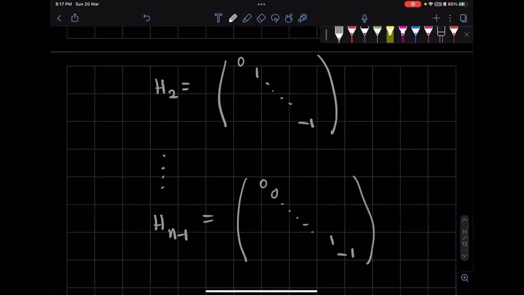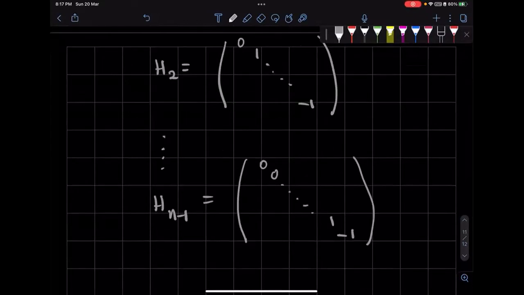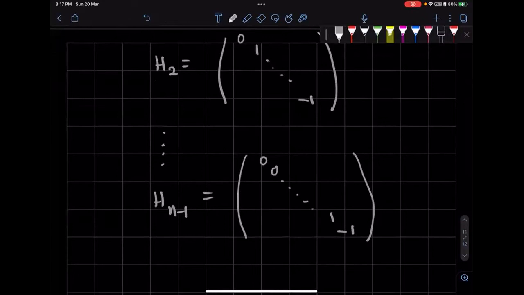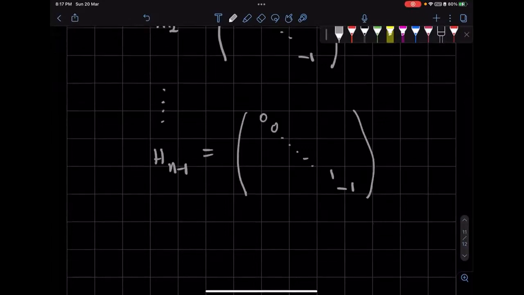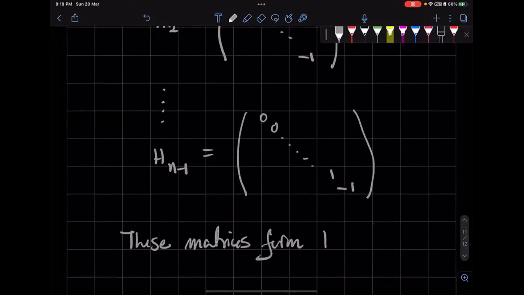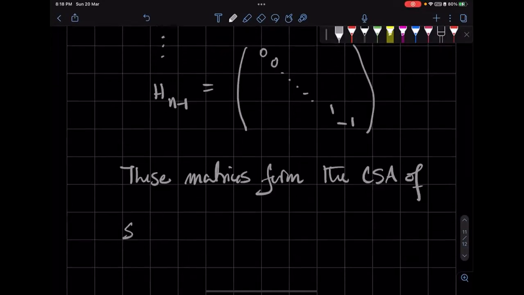Right? That's clear, right? So we have generated a set of n minus 1 mutually commuting generators as well. That's an important observation. And we'll see that this actually forms the Cartan subalgebra. That these matrices form the Cartan subalgebra of SU(N).